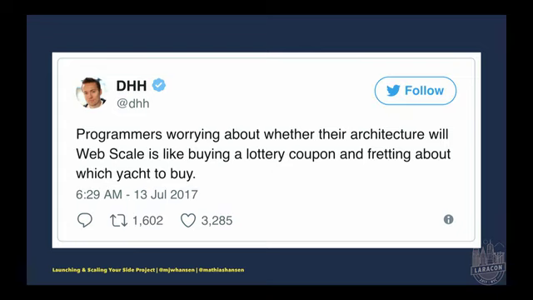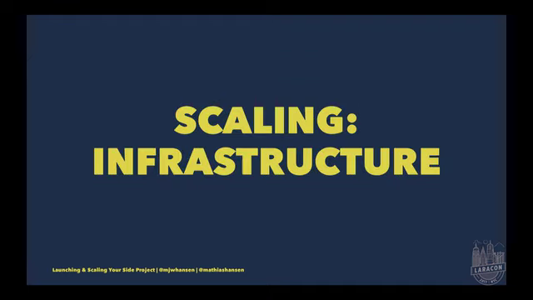And so just thinking about that point, worrying about whether your architecture is going to scale is kind of like buying a lottery ticket and then worrying about what kind of boat you're going to buy, right? You don't really need to worry about that yet. Deal with success when it happens.